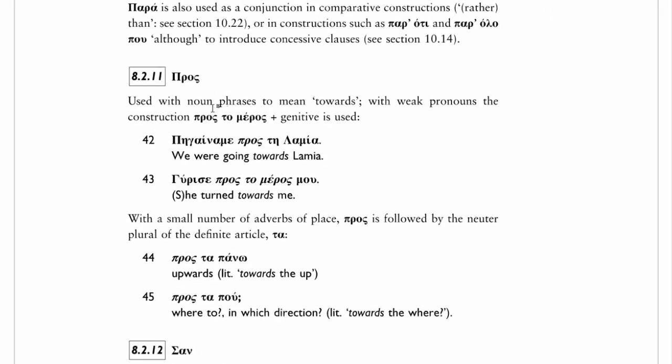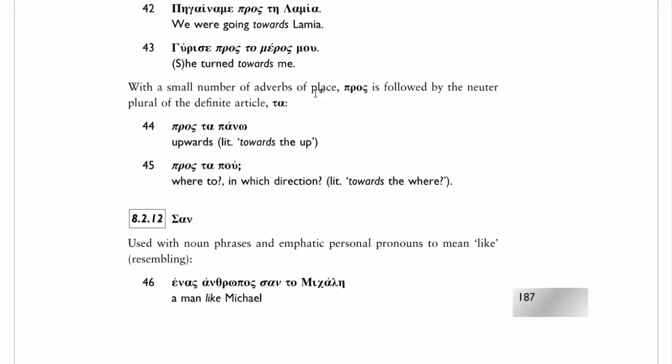Προς, used with noun phrases to mean towards. With weak pronouns, the construction προς το μέρος plus the genitive, possessive, or noun modifying a noun is used. Πηγαίναμε προς τη Λαμία. We were going towards Lamia. Γύρισε προς το μέρος μου. She turned towards me.